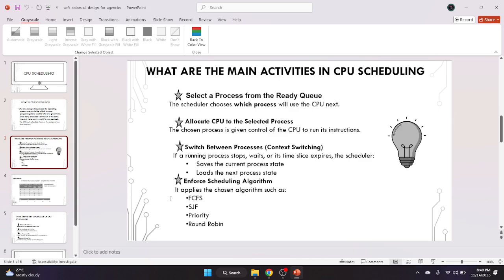For example, the first is first come first serve, which is FCFS. The second is shortest job first, which is SJF. The next one is highest priority runs first, so this is priority scheduling. The last one is where each process gets a small time slice in rotation. This is round robin.